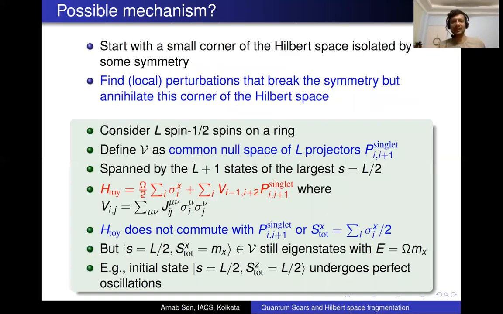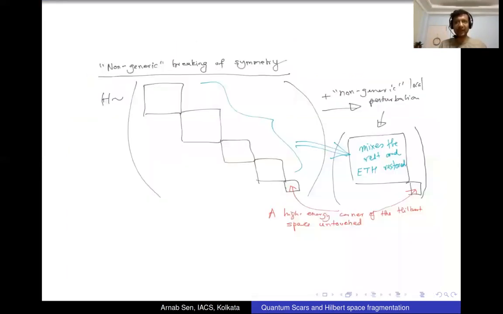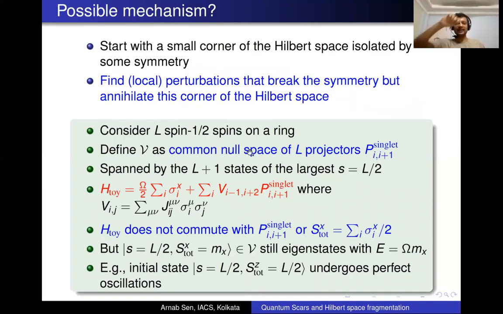So, here is the exact toy problem which will do this. Again, you start with a problem on a ring. You have capital L number of spins on a ring, and each of the spins is a spin half. But now I don't put a constraint on my Hilbert space. I'm considering a different problem. I'm not considering the PXP problem. I'm trying to make a toy problem where I would show that this thing is happening exactly. That's my motivation. So I consider capital L number of spin half degrees of freedom on a ring.